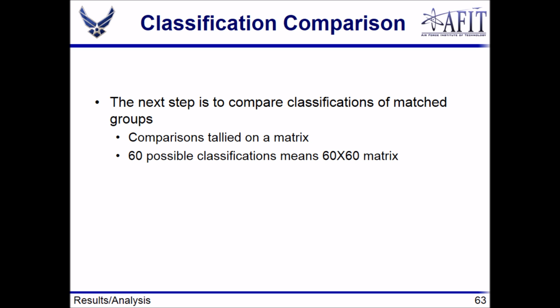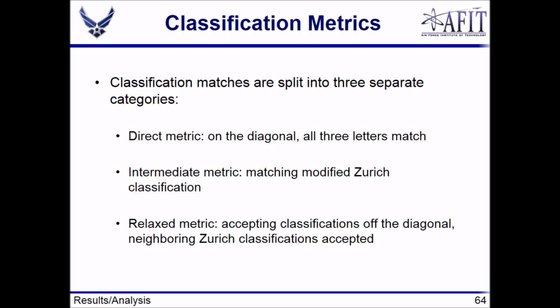On slide 63 here, the next step is to compare the classifications of the groups that were matched. Like I said, there are 60 different classifications, so I tally this in a matrix, and the matrix is 60 by 60 for the different classifications. In order to evaluate the accuracy of the classification, I defined 3 different metrics on slide 64. The first metric here is the direct metric, which is everything on a diagonal of the matrix, where all 3 of the different letters of the McIntosh classification match.